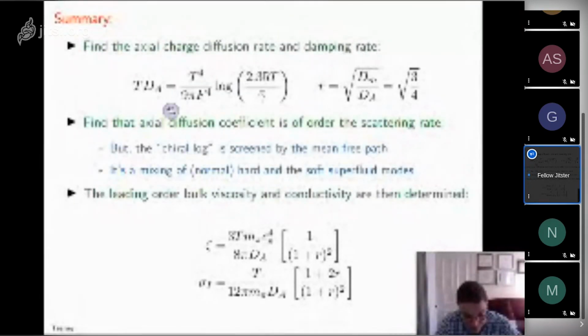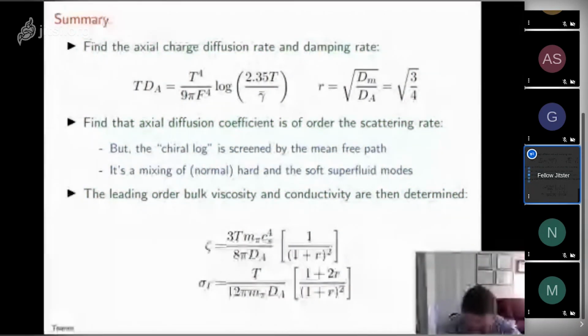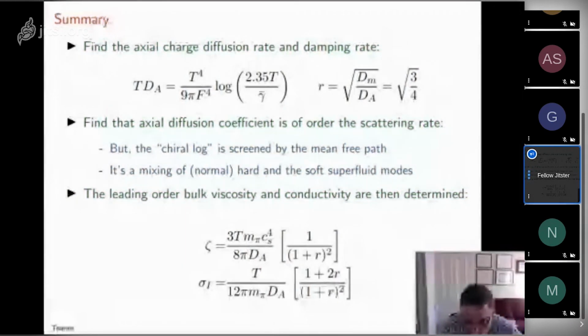Perhaps the only thing to add is that this logarithm, which is called the Coulomb log, is screened by the mean free path. And so we finally get that the leading order bulk viscosity and conductivity in chiral perturbation theory have this somewhat unusual dependence on m pi, which, without developing some set of effective theories, is essentially very difficult to compute otherwise. Okay, thanks.